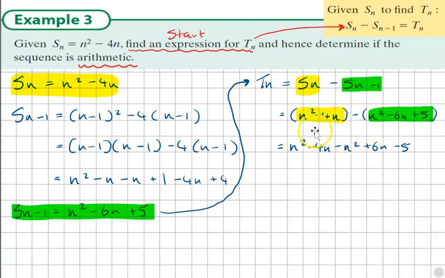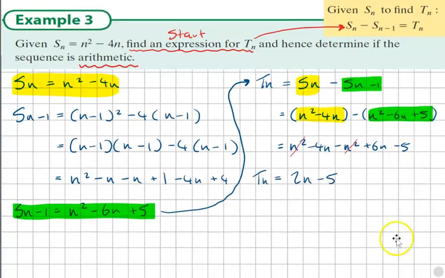So just bring down the n squared and the minus 4n. Minus by n squared is minus n squared. Minus by minus 6n is plus 6n. Minus by plus 5 is minus 5. And then we simplify. So the n squareds will cancel, and minus 4n plus 6n is 2n. And we bring down the minus 5. So Tn, the nth term, is 2n minus 5.